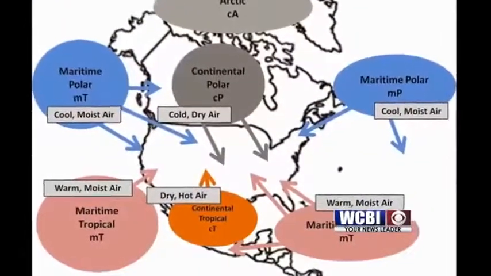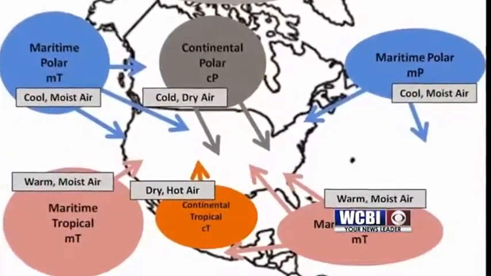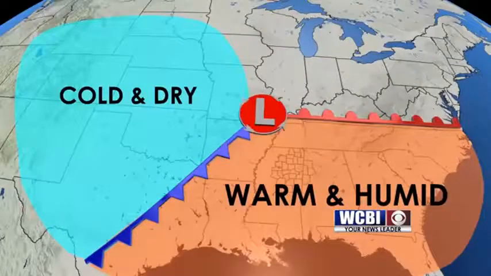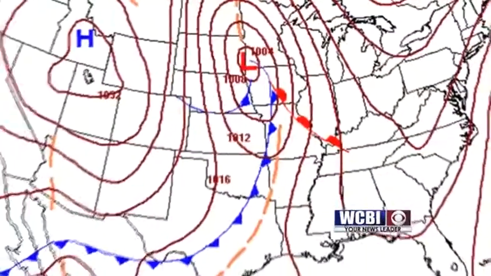These air masses can be a big influence on our weather. When there is a boundary between two types of air masses, we call it a front. We'll talk more about fronts next week.